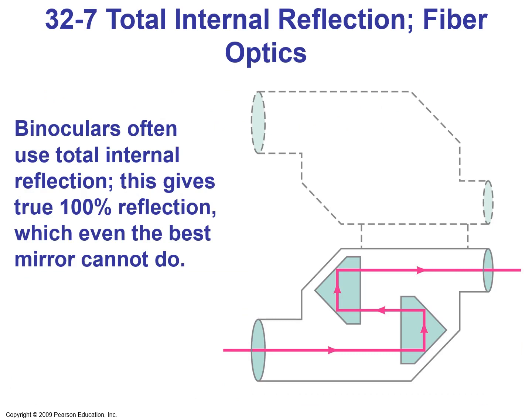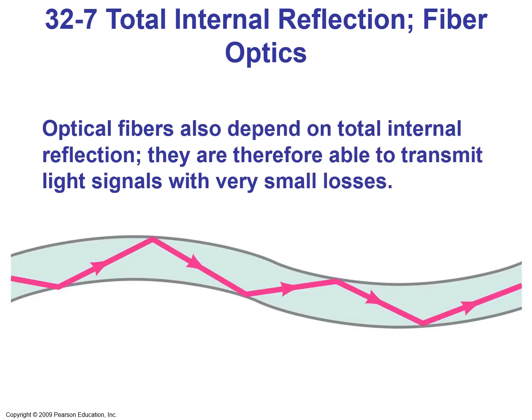Binoculars often use total internal reflection. This gives true 100% reflection, which even the best mirror cannot do. Optical fibers also depend on total internal reflection. They are therefore able to transmit light signals with very small losses.